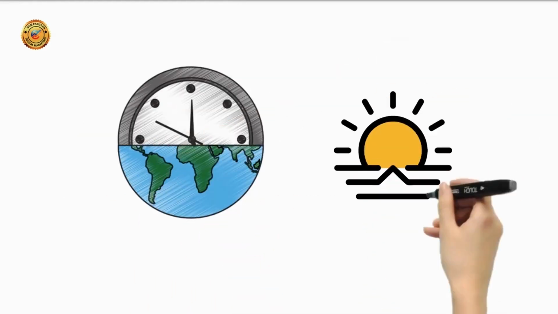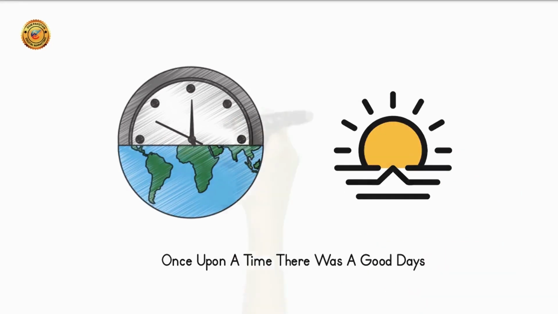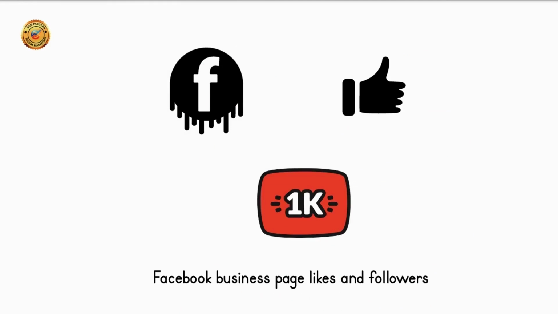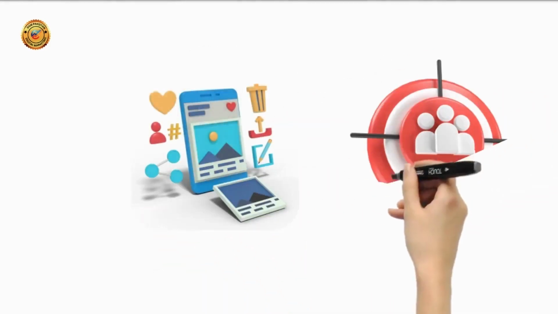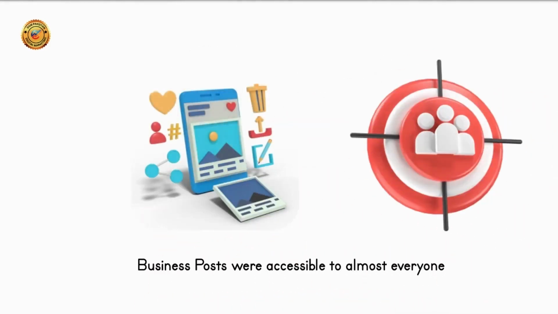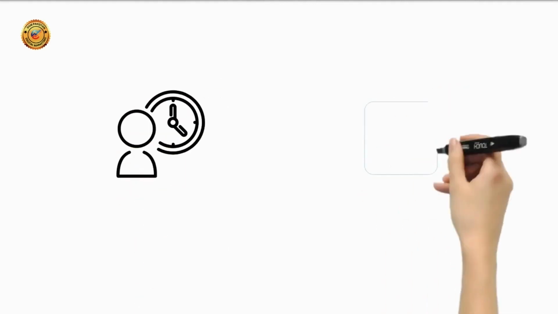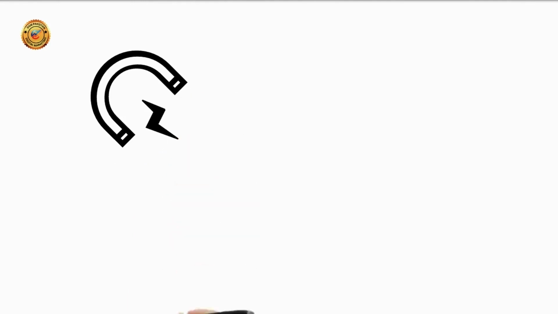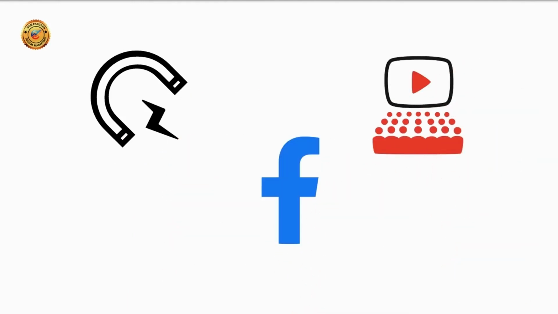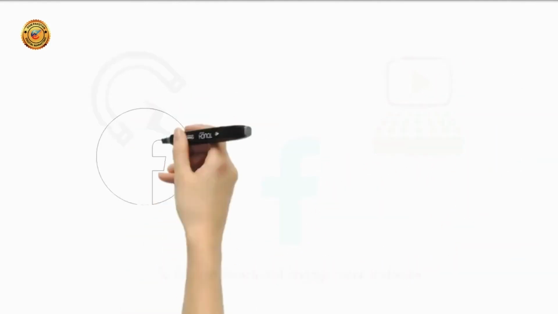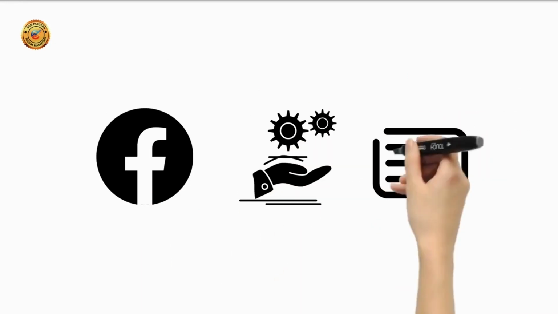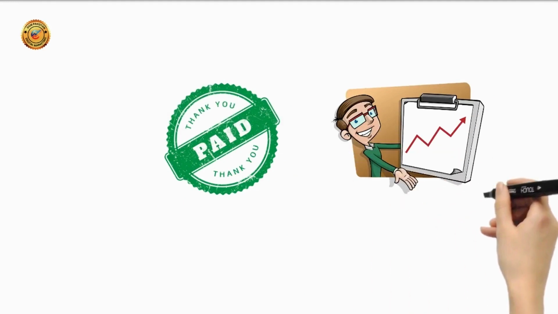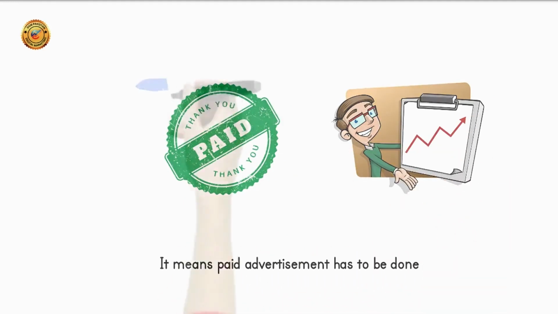Once upon a time, when there were good days, Facebook business page likes and followers at this time. Business posts were accessible to almost everyone organically. But for a long time now, Facebook has reduced the organic reach. Now to expand reach and engage more audience on Facebook, Facebook now requires payment for certain services. It means paid advertisement has to be done.